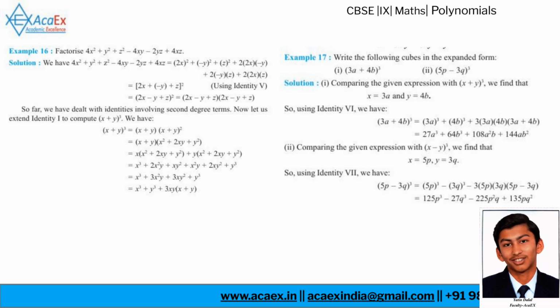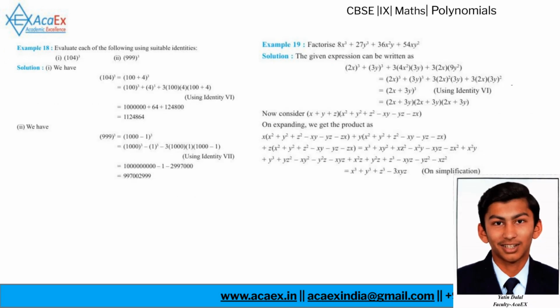The slide also shows the derivation for the identity for (x plus y) cubed. Expanding cubes, example 18. Evaluate 104 cubed and 999 cubed using identities. 1. 104 cubed. This is (100 plus 4) cubed, which expands to 1,124,864. 2. 999 cubed. This is (1,000 minus 1) cubed, which expands to 997,002,999.